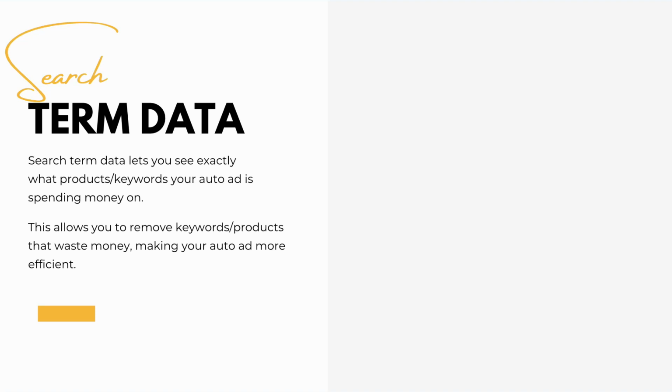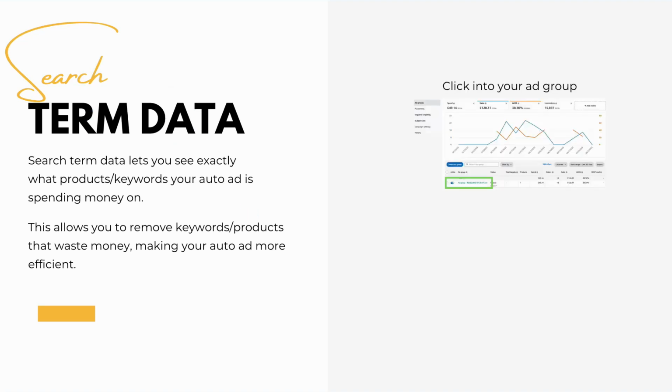So if you're finding out that your auto ad, let's just say you had a dinosaur coloring book and it was spending loads of money on a keyword that was kind of related to dinosaurs, but not really, you're going to be able to see that keyword that's spending loads of money and not converting into any sales in your search term data. So it's really good at making your ad as profitable and as optimized as possible.